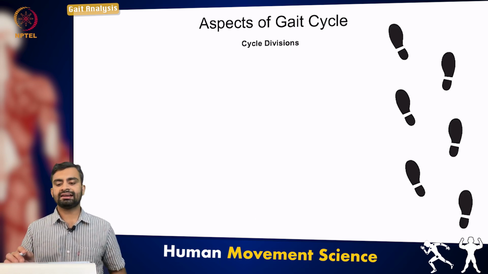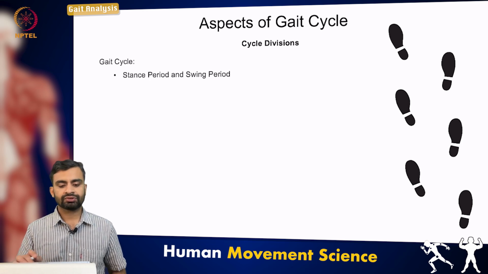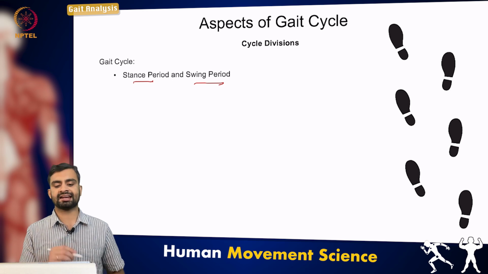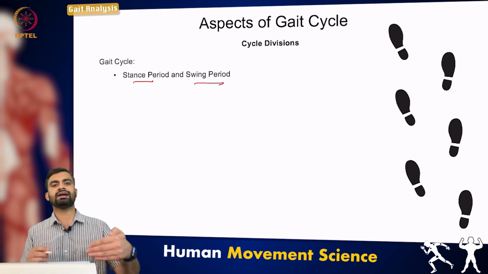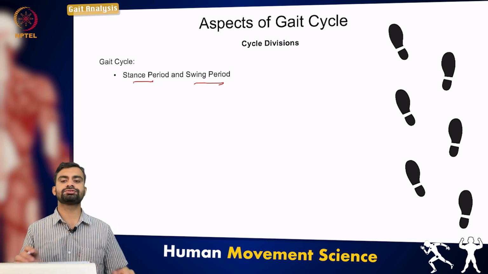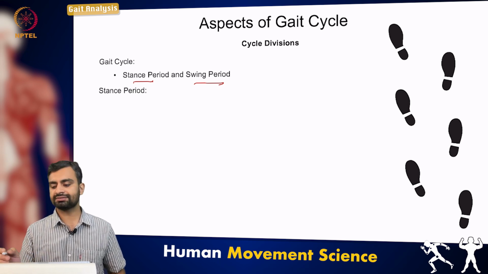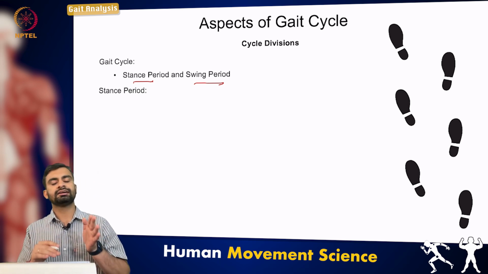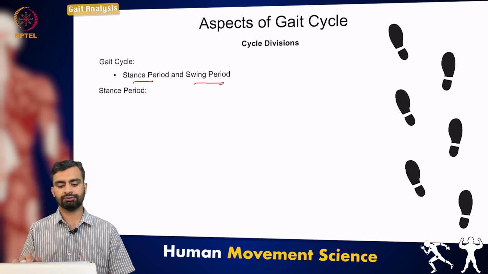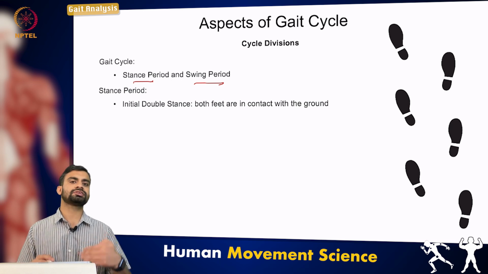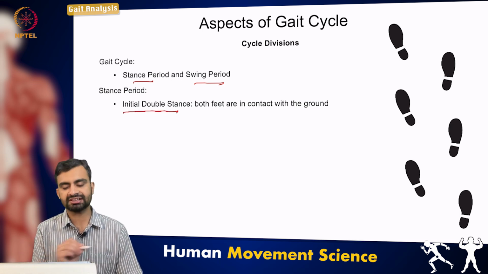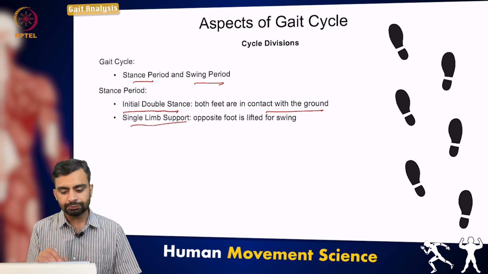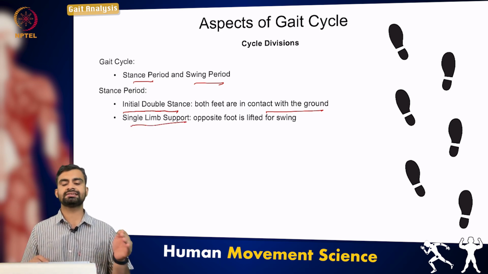We can divide the gait cycle into stance period and swing period. Previously we looked at stride and step; now we can divide the gait into stance and swing also. The stance period is when the foot is in contact with the ground, starting with the initial contact till the point the foot leaves the ground. It can be further divided into subcategories, for example initial double stance, when both feet are in contact with the ground, or single limb support, where the opposite foot is lifted for swing.